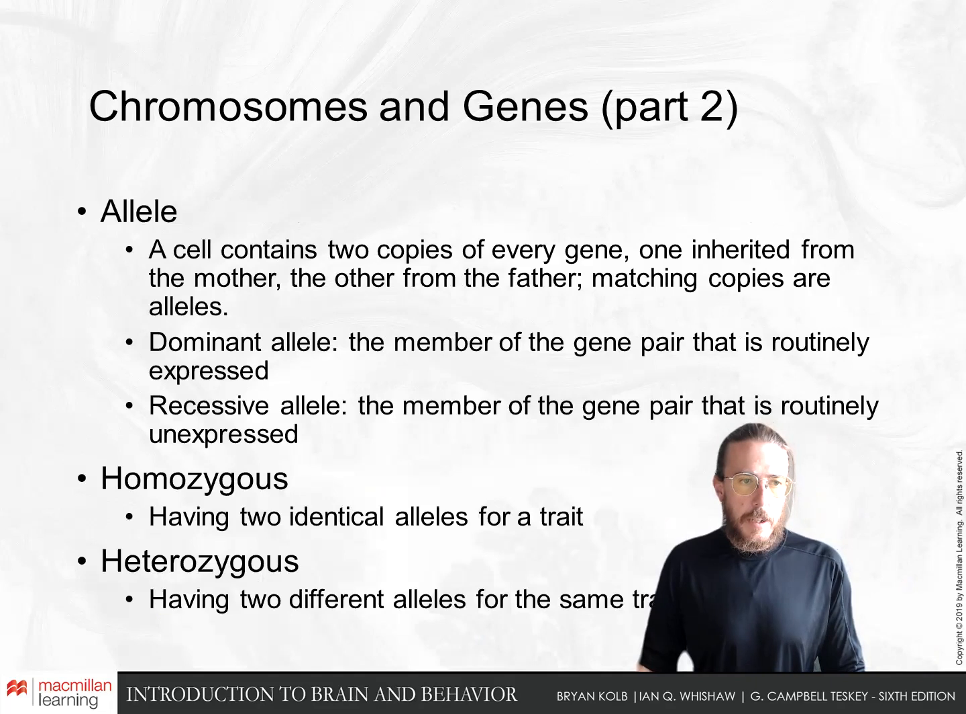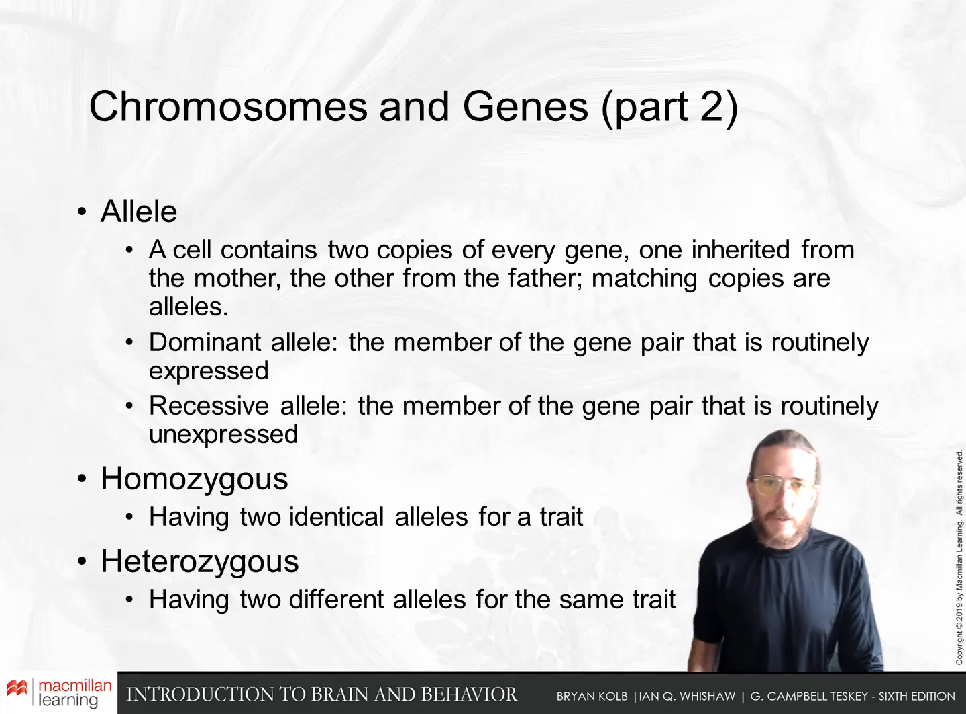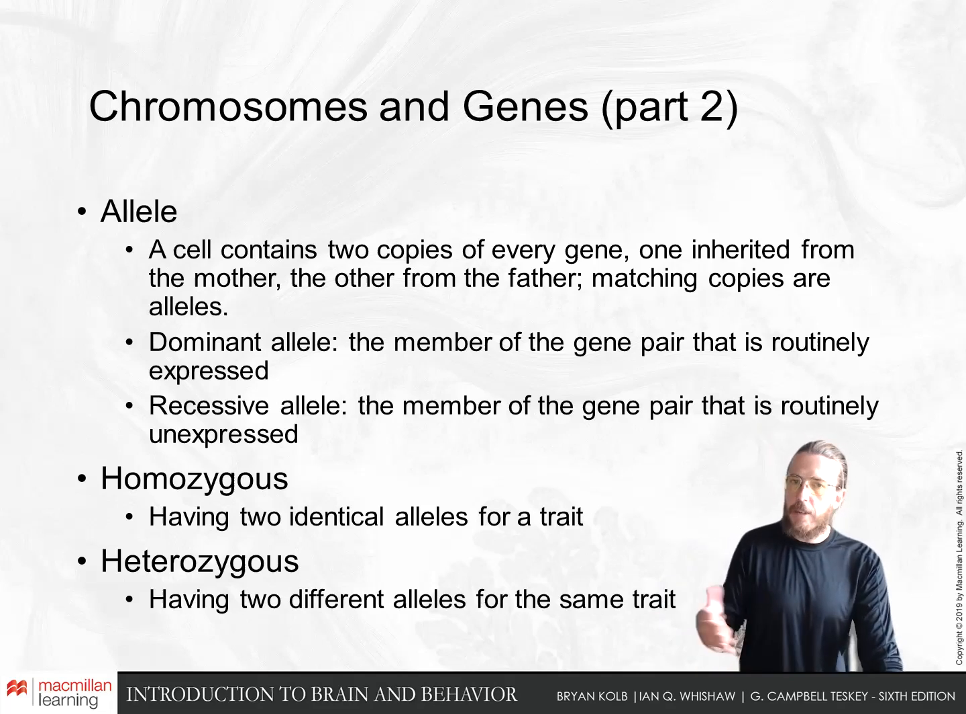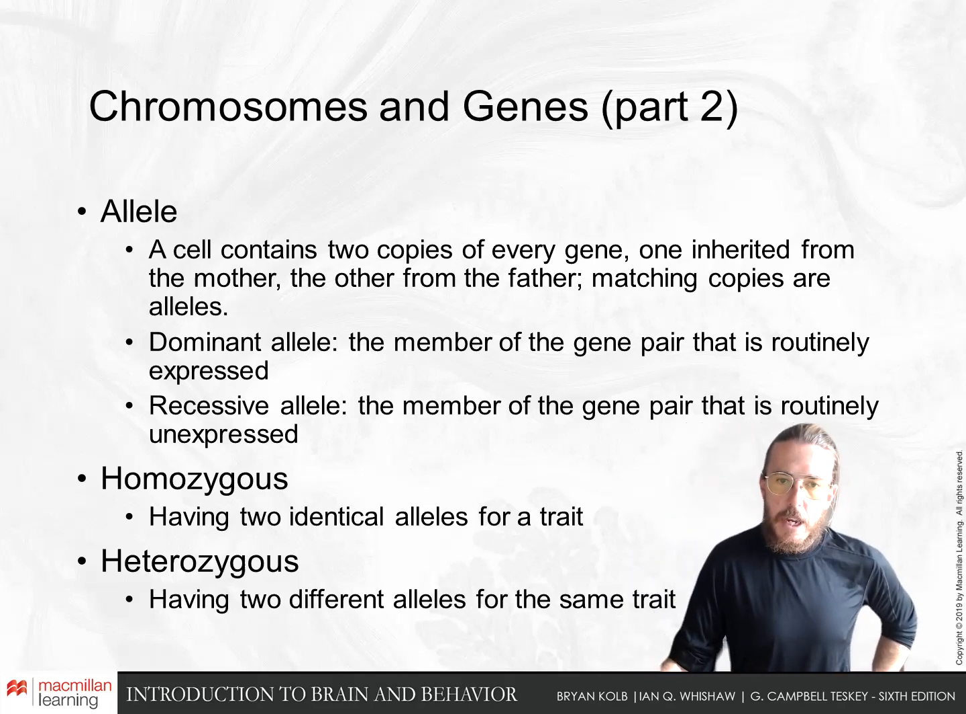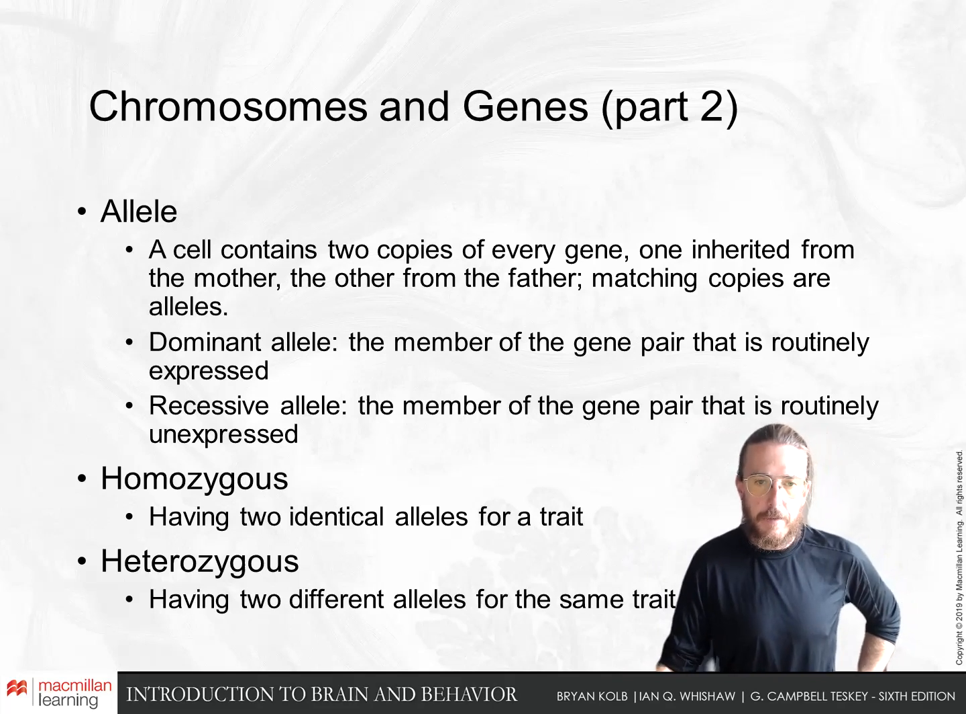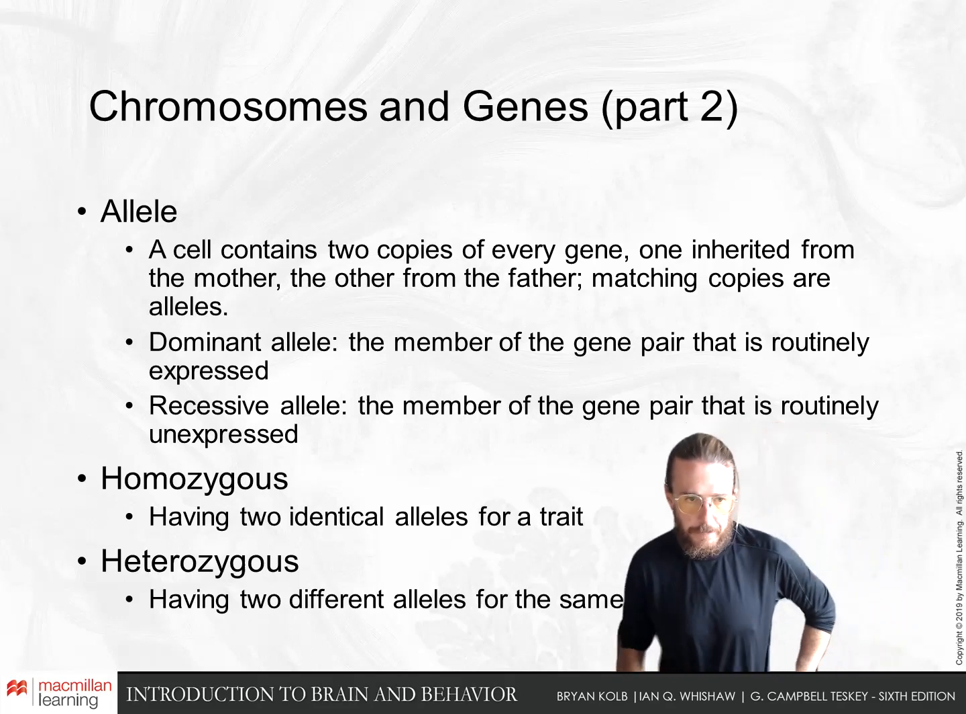So an allele is a copy of a gene. Any given cell, because you have two chromosomes, one from your mother and one from your father, has two matching alleles, two copies of a gene. You can either have the same one that you inherited from both of your parents or slightly different ones. Each of these copies, or alleles, could be either dominant, the one that's routinely expressed when you have both, or recessive, the one that's routinely unexpressed and is dominated instead by the dominant allele.